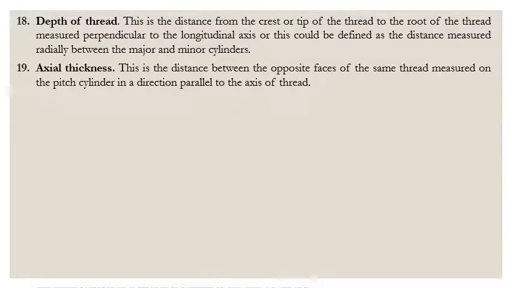Axial thickness. This is the distance between two opposite faces of the same thread, measured on the pitch cylinder in a direction parallel to the axis of thread.